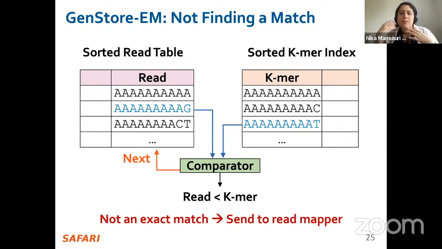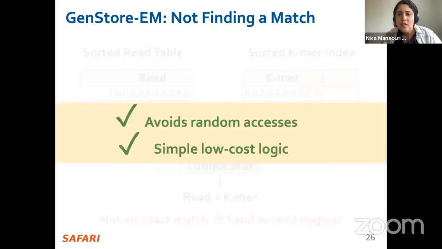So using this simple sequential access and this technique, GenStore EM avoids random accesses and performs filtering using only simple low-cost logic, which is for comparison.